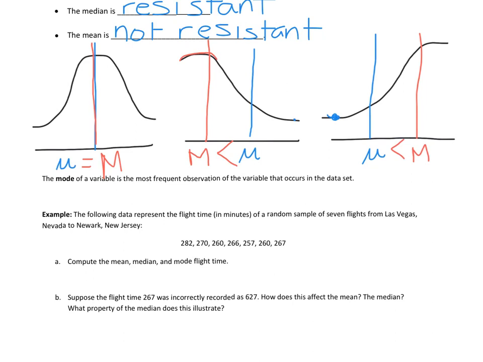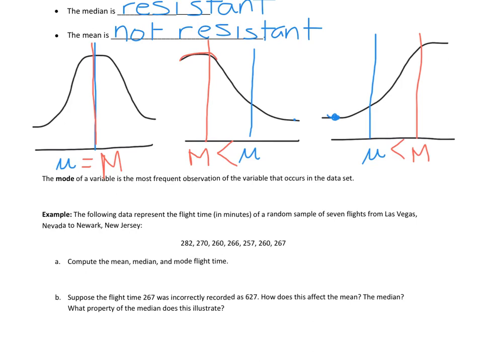All right, so remember the tails represent those extreme values. And this illustrates that the median hangs out where most of the data is. That's what we want. Central tendency should measure kind of the average of our data.